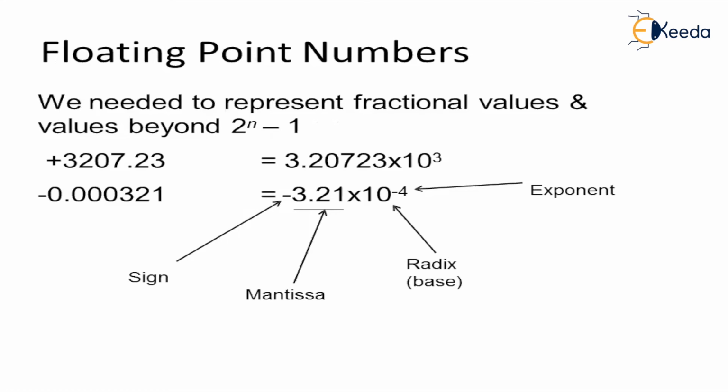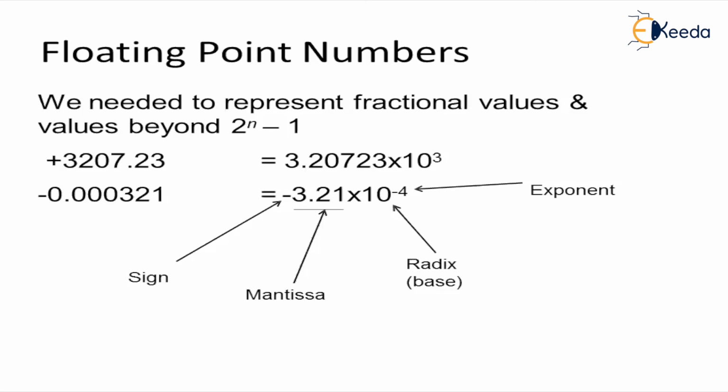Now floating point numbers are represented in a fractional form, in the form of 2 raised to n. It has the following parameters: sign, mantissa, base, and exponent. Now what do you understand by sign? Whether it's a positive sign or a negative sign that has been attached to it. The mantissa is the value after the decimal point. Then you have a base that is 10 raised to minus 4. So 10 is the base and the exponent is minus 4. So your mantissa is minus 3.21.